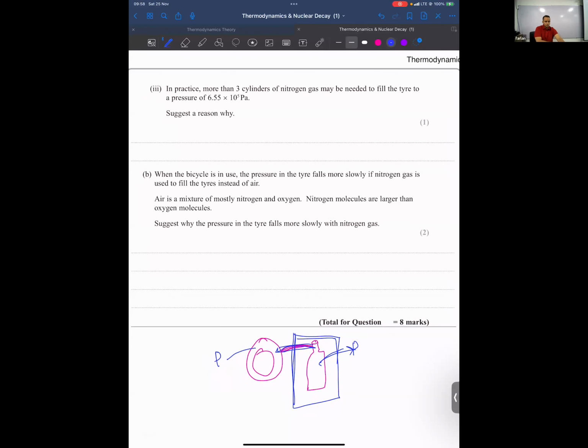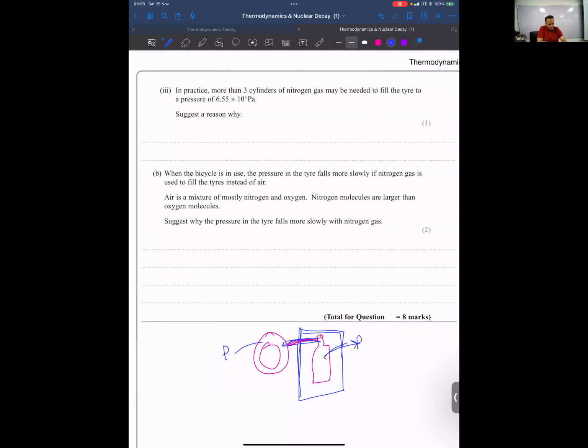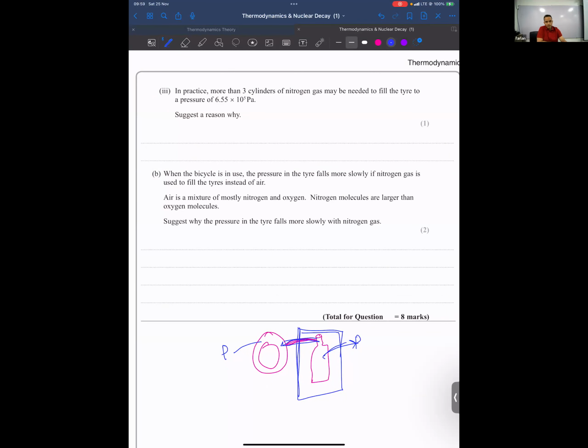Part B. When the bicycle is in use, the pressure in the tire falls. When the bicycle is in use, the pressure in the tire falls more slowly if nitrogen gas is used to fill the tires instead of air. That is a good thing about using nitrogen. It will be there in the tire for a longer period. Air is a mixture of mostly nitrogen and oxygen. Nitrogen molecules are larger than oxygen molecules. Suggest why the pressure in the tire falls more slowly with nitrogen gas.